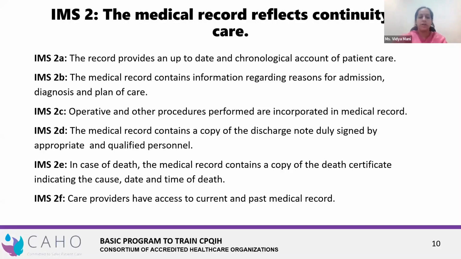IMS 2E is about, in case of a death of a patient, whether the medical record contains a copy of the death certificate indicating the cause of death, and the time and date of death. IMS 2F is about care provision and having access to the current and past medical record. In case somebody wants to ensure that appropriate care is provided to a patient and wants to go back and look into what has happened to a patient during the previous hospitalization, IMS 2F talks about how we have systems in place to have access to the current and past medical records.